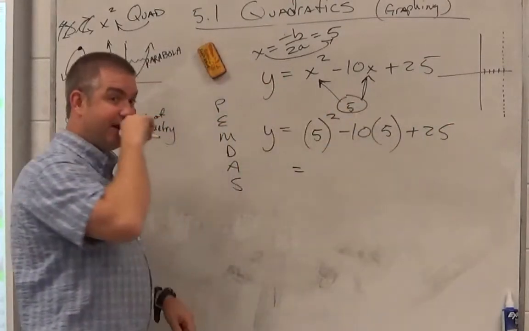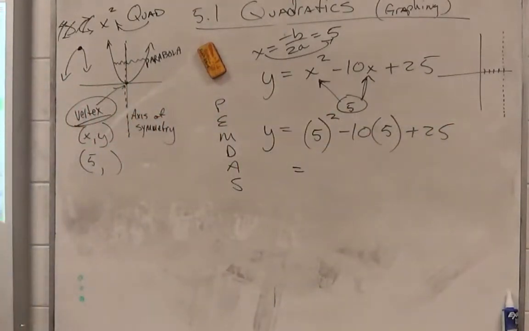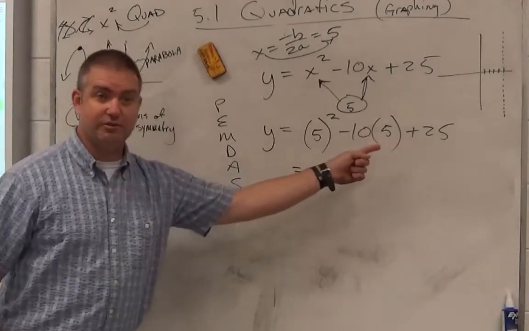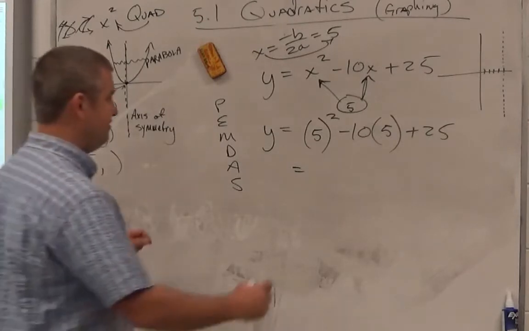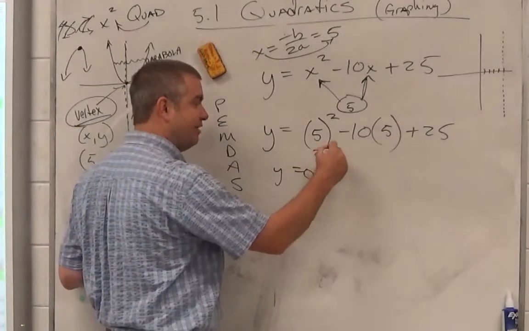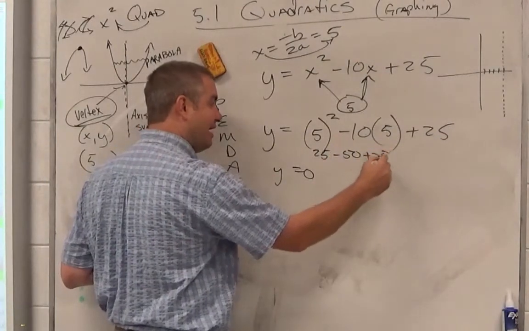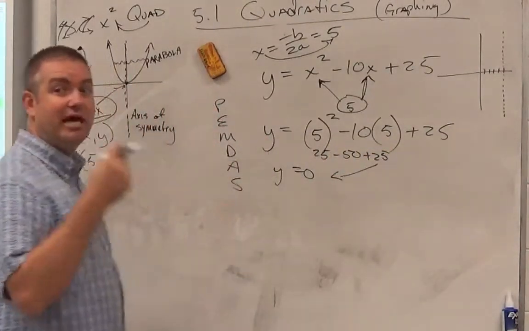Do that math in your head and tell me what you get. Work it out on your paper. Don't yell it out. But you ought to be able to solve this equation right here and get what y equals. Using PEMDAS, the order of operations: parentheses, exponents, multiplication, division, addition, subtraction. What do you get? y equals what? 0. Very good. y equals 0. Why? Because that's 25 minus 50 plus 25. That equals 0. Everybody in here should be able to do that.